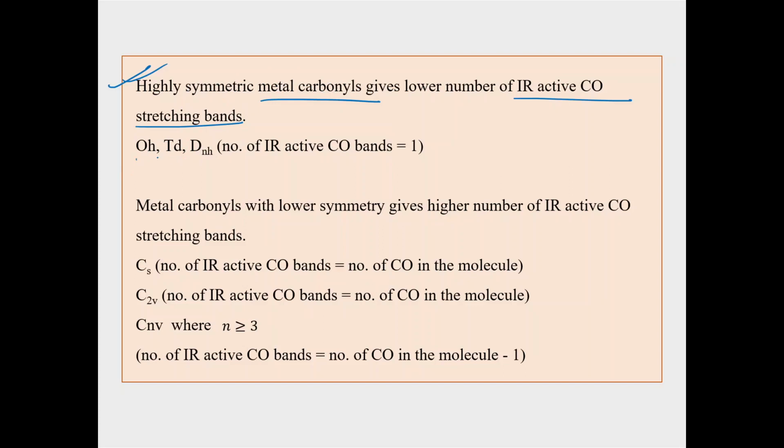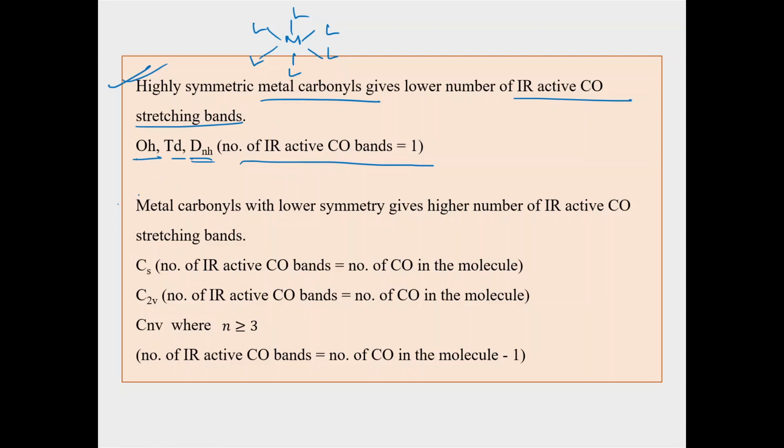We will say octahedral complexes. By octahedral, I mean that all the coordinated ligands are the same. Okay, so this is a highly symmetric complex. If it is octahedral or tetrahedral, where again all the ligands are the same, or D∞h type of groups, they have a lower number of IR active CO stretching bands. The number of IR active CO bands is 1, mostly for these cases.